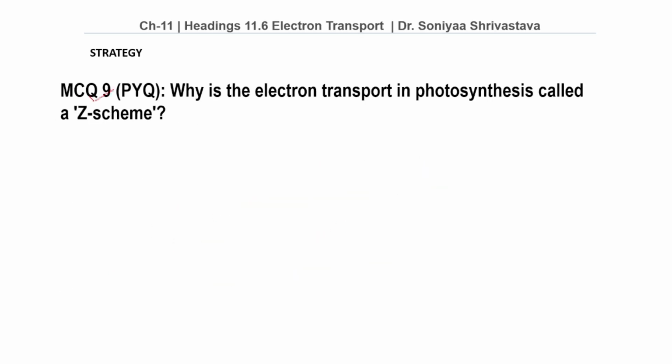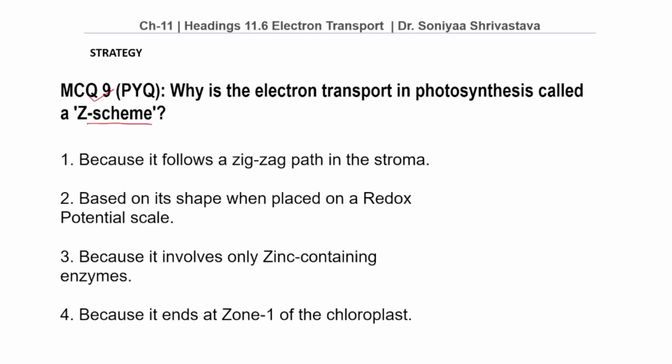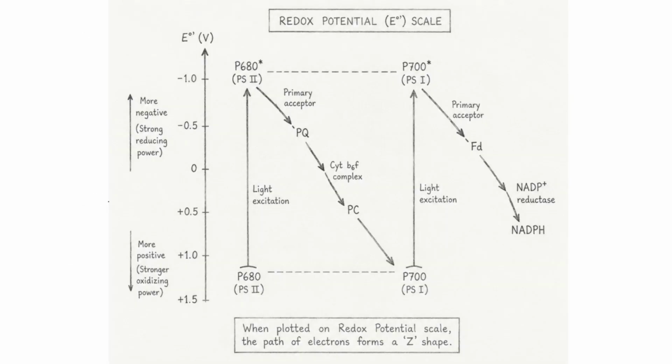Moving on to MCQ number 9. Why is the electron transport in photosynthesis called a Z scheme? Student, the word Z scheme does not describe where electron transport occurs. It describes how the electron flow looks when plotted on the graph. So before coming to the options, let's first see our graph.